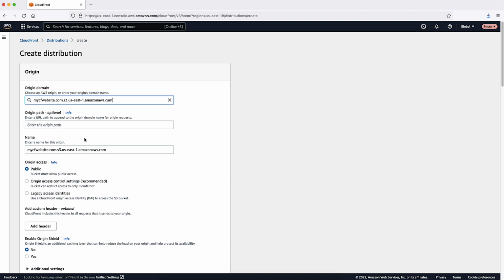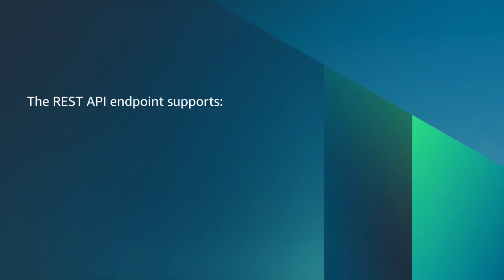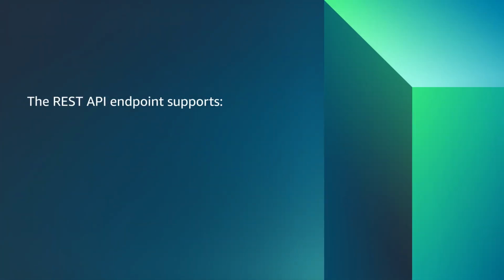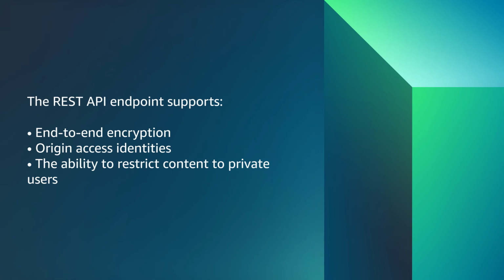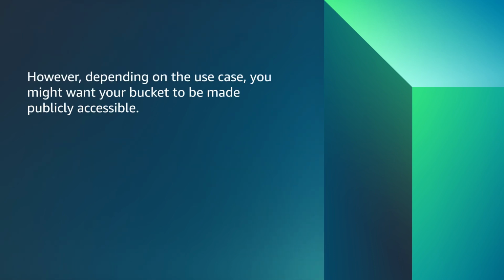The REST API endpoint has benefits in relation to SSL. The REST API endpoint supports end-to-end encryption, origin access identities, and the ability to restrict content to private users. However, depending on the use case, you might want your bucket to be made publicly accessible.